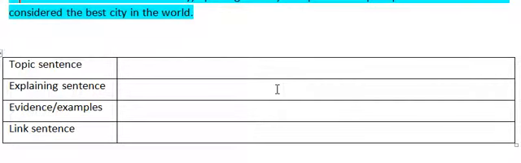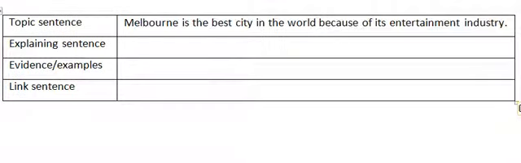So the T.E.E.L method, each of the letters represents one type of sentence and where that sentence appears in a paragraph, starting with a topic sentence. And this topic sentence will introduce the main idea, main topic, or maybe the main theme that this paragraph will focus on. And here's a topic sentence I've now prepared and pasted in. Melbourne is the best city in the world because of its entertainment industry. It makes it clear to my reader this paragraph is going to be about Melbourne's entertainment industry.